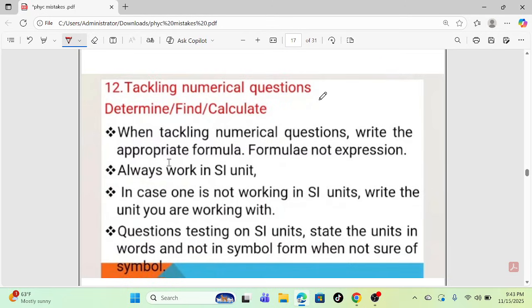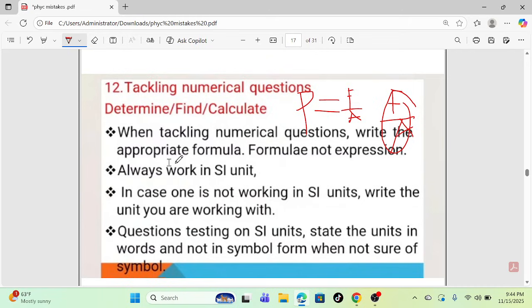Formula, it has an equal sign. For example, if I want to write pressure, it is equals to force over area. So this is the formula of pressure. But F over A, F over A, this is the expression. This is an expression, not a formula, and this will not be marked. So what's very important is write the formula, please. And formula, it has an equal sign.